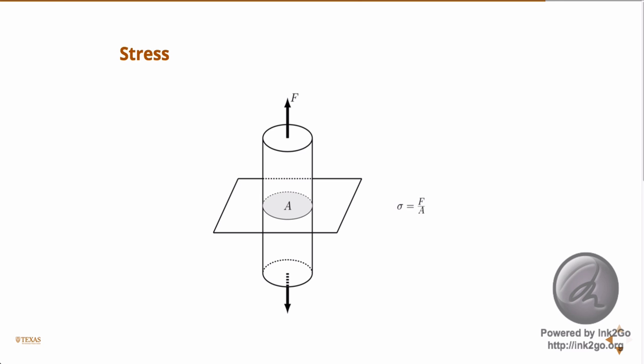So area is clearly a scalar. So if you have a vector divided by a scalar, you still have a vector, right? So stress is not a scalar, it's at least a vector, right? In this case, it's still a vector, it's just that all of the components but one are zero, so you can sort of describe it as a single number, a scalar, right?